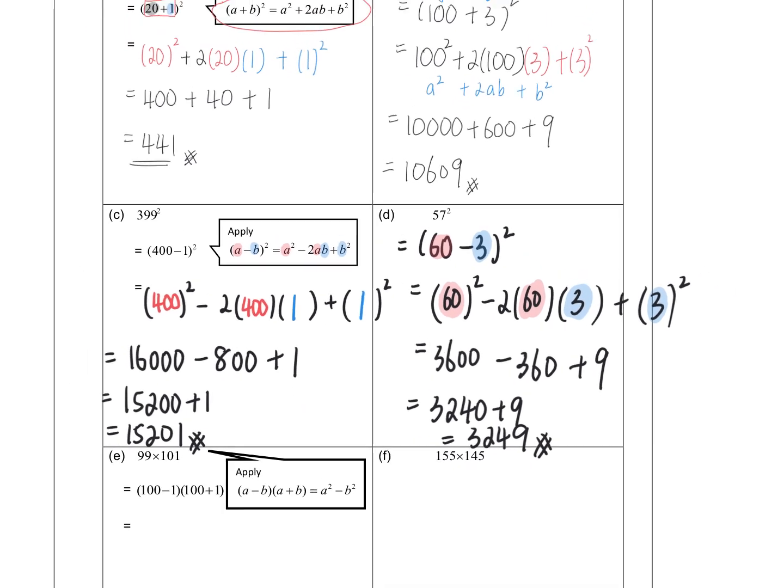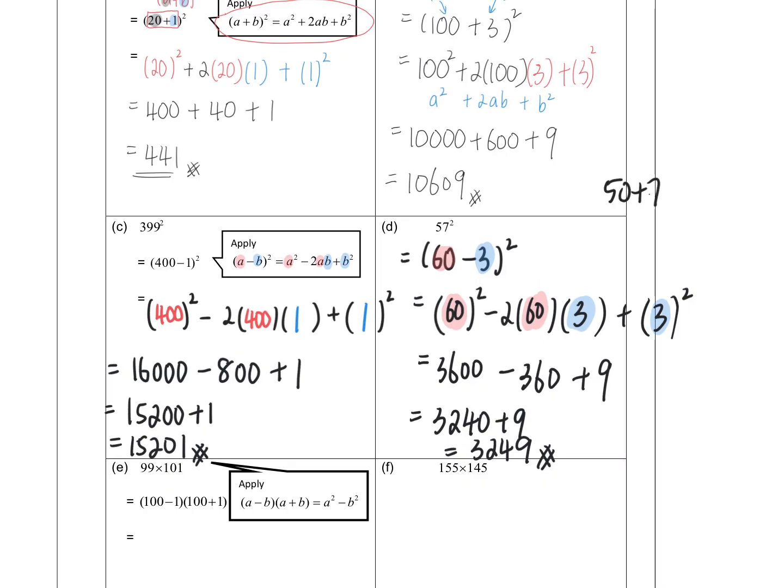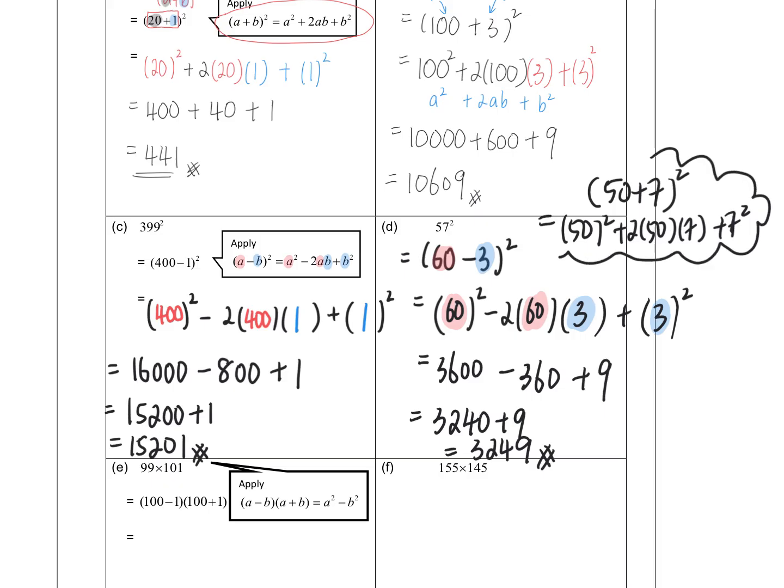Same answer if you do 50 plus 7, but your formula you must use the correct one. You must use this formula. If you're using the plus formula, you must do the right thing. Alternative.